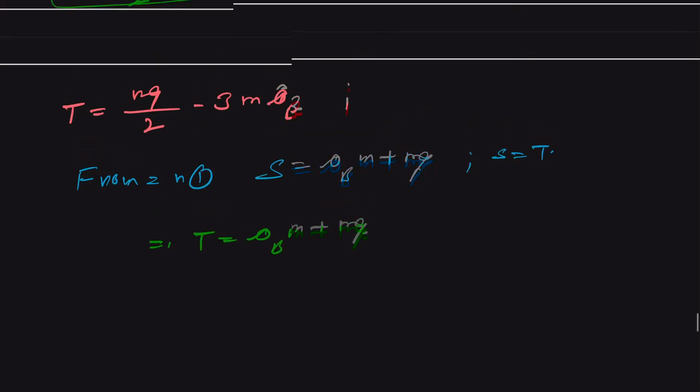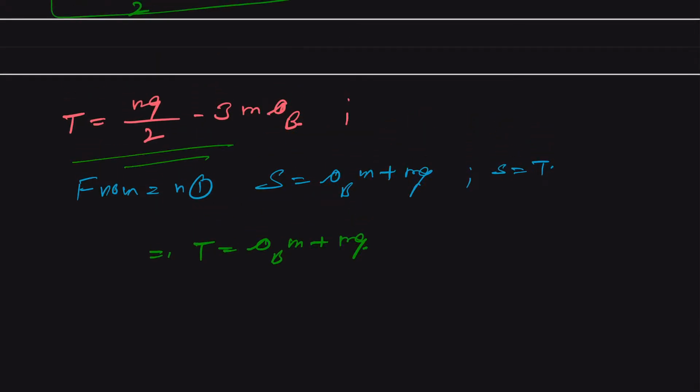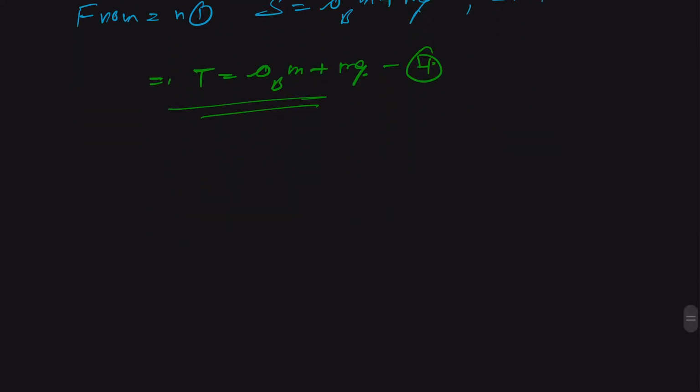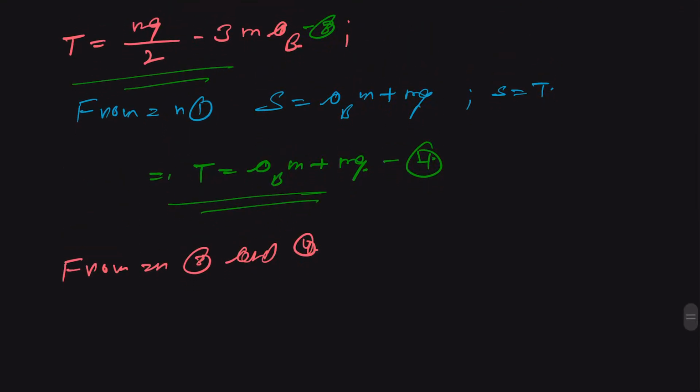Now, we have, this is our first equation of T and this is our second equation of T. So we can just interchange them, and we have already equation 2. So this is equation number 3 and this is equation number 4. So we can say from equation 3 and 4, I can write A of B M plus mg is equal to mg by 2 minus 3m A of B.